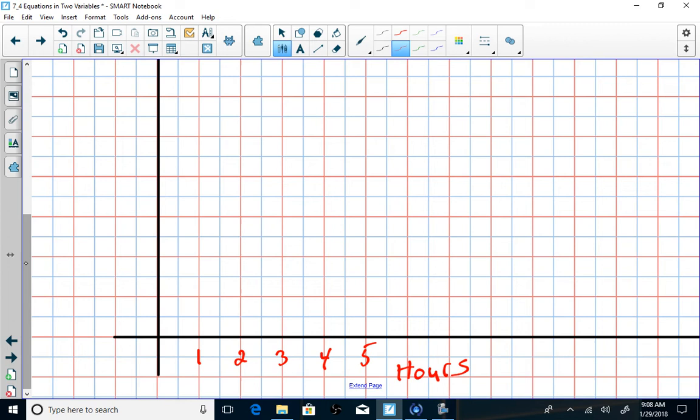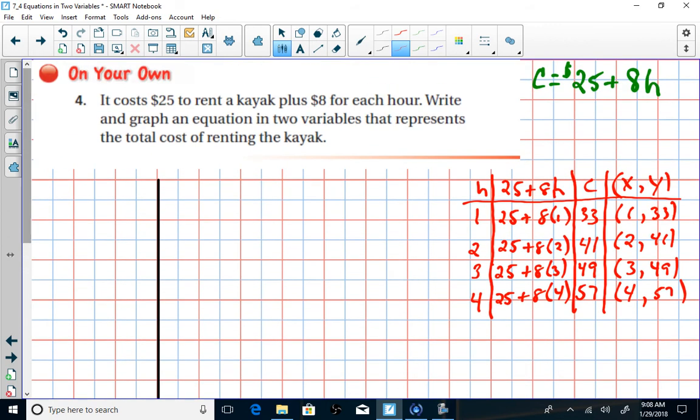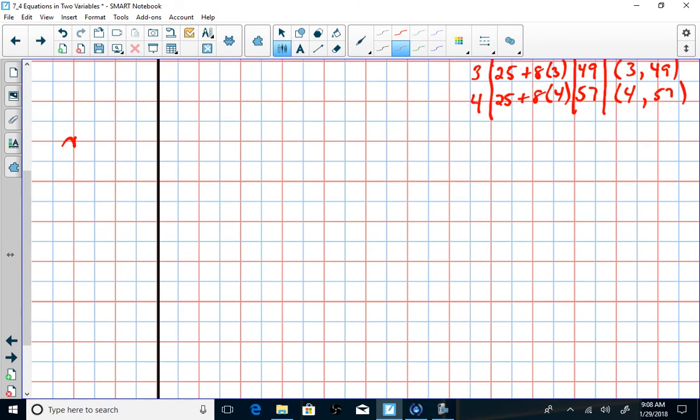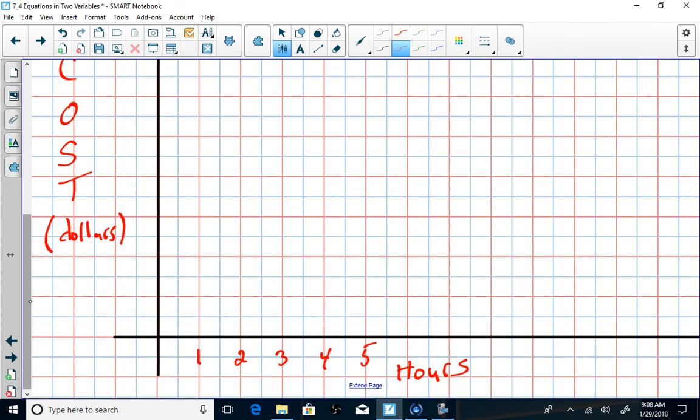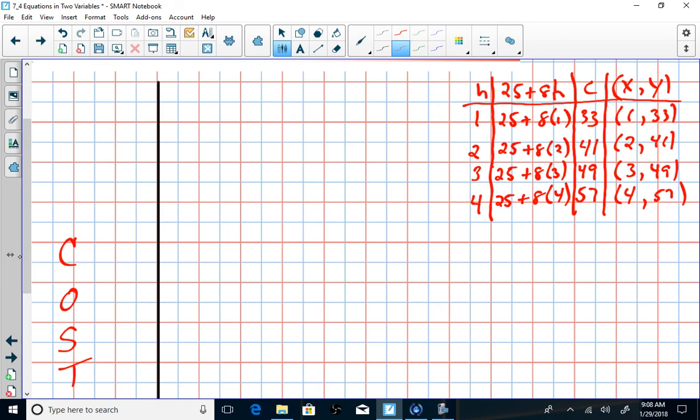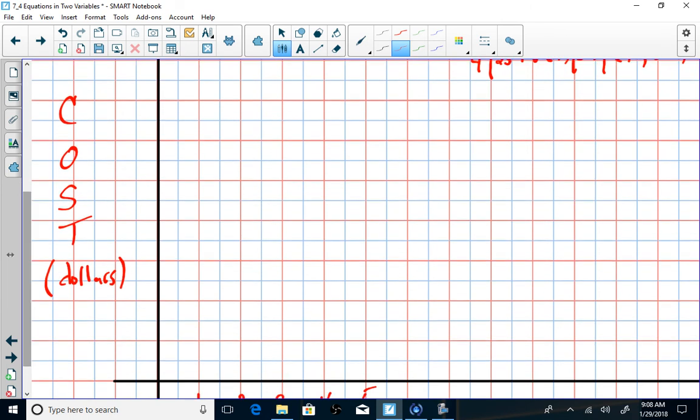Your outputs, right? We have to label our vertical axis as well. The vertical axis will always be your outputs. The outputs represent cost. So we're going to label that cost in dollars. And the cost in dollars, we have to go all the way up to, looks like 57, so about up to 60. So let's see what we have here.